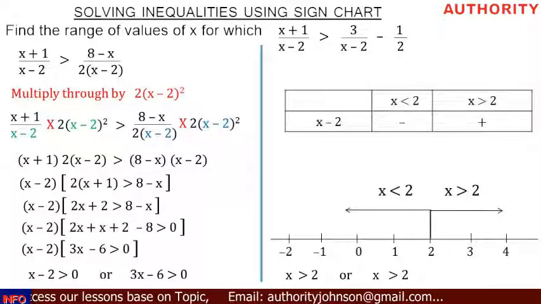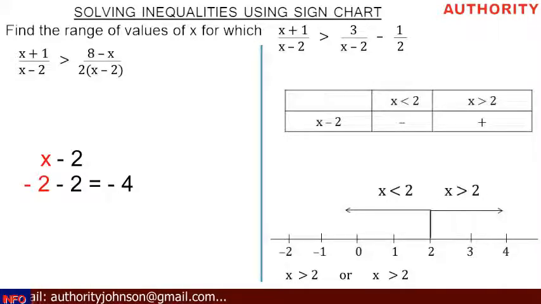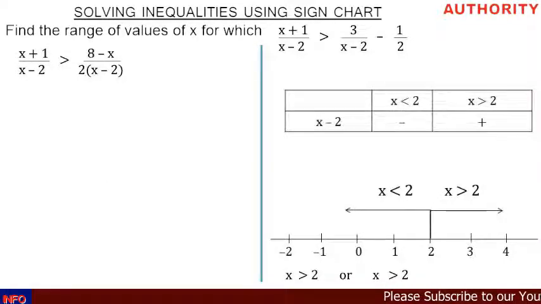Now let's pick a number from our ranges. From the first range, let's pick minus 2. Now let's fix it in our factor. Our factor is x minus 2. So we find our x to be minus 2. Now we have minus 2 minus 2. When you say minus 2 minus 2, it's going to give you minus 4. Now let's choose from our second range. Let's simply choose 3.